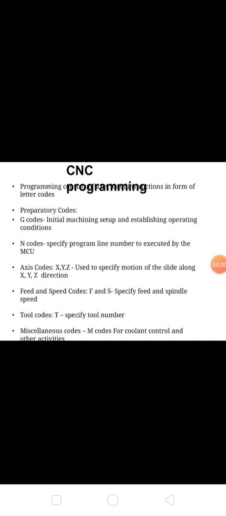Feed and speed codes are denoted by capital F and capital S. Tool number is specified by capital T. And the miscellaneous code is the M code, for coolant control and other activities.